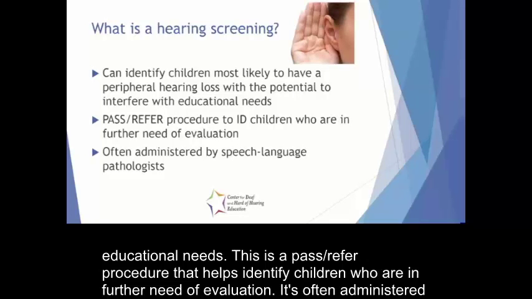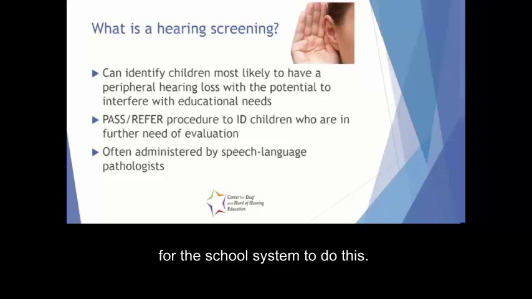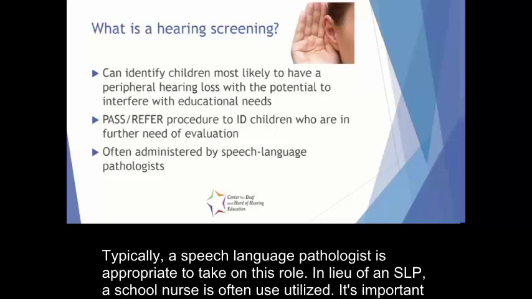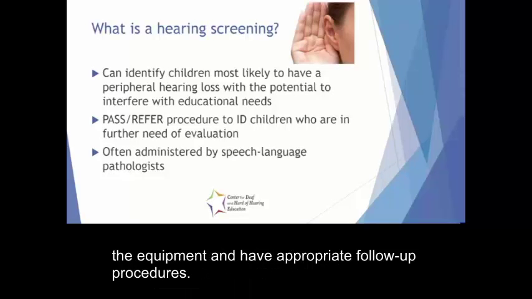It's often administered by SLPs or school nurses. While in an ideal world, an audiologist would be able to administer hearing screenings, it's not typically cost-effective for the school system to do this. Typically, a speech-language pathologist is appropriate to take on this role. In lieu of an SLP, a school nurse is often utilized. It's important that any personnel completing hearing screenings have appropriate training to learn how to calibrate and check the equipment and have appropriate follow-up procedures.